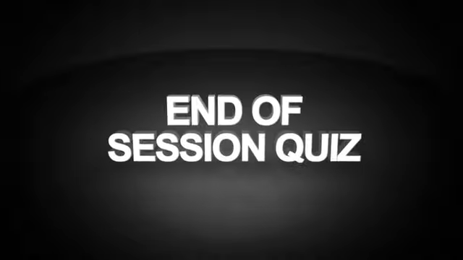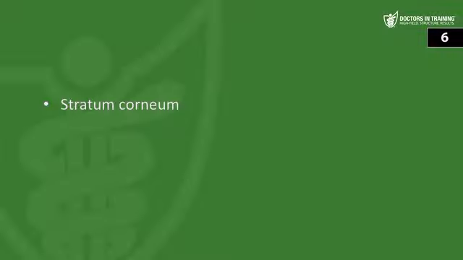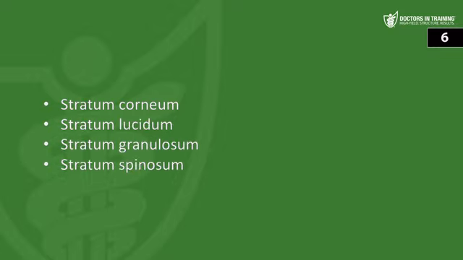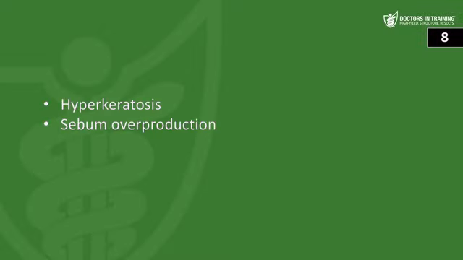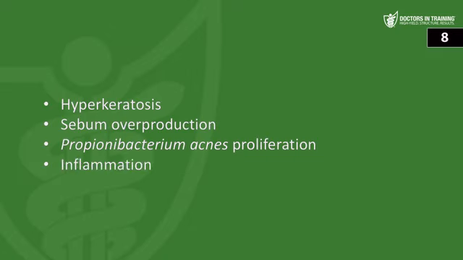All right, that's it for the lecture. Now it's time for the end of session quiz. List the layers of the epidermis: stratum corneum, stratum lucidum, stratum granulosum, stratum spinosum, and stratum basale. Which structure connects epithelial cells to the basement membrane? Hemidesmosomes. And what are 4 primary causes of acne? Hyperkeratosis, sebum overproduction, Propionibacterium acnes proliferation, and inflammation.